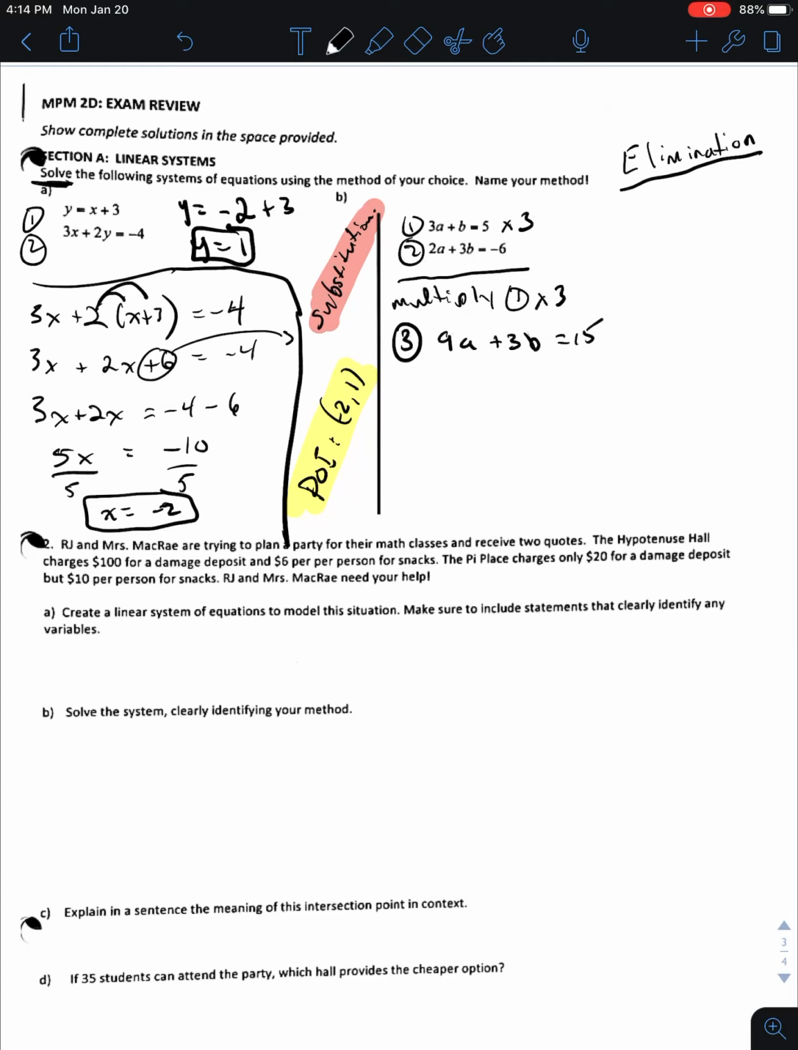Which one did you multiply? Did you multiply the second one or the first one? The second one. Why'd you choose the second one? Is my question. I don't know. Actually, no, you could do the top one, so. That's okay.